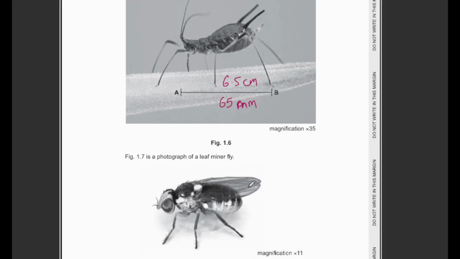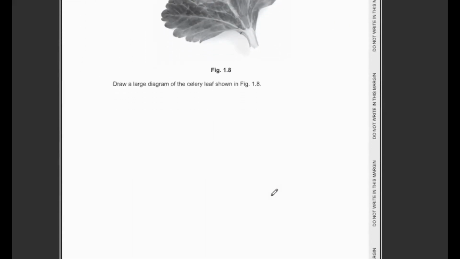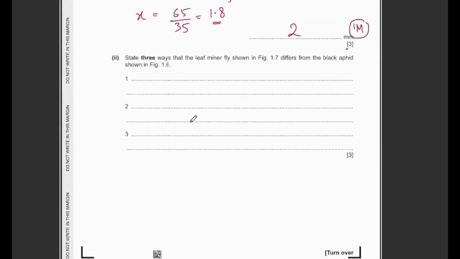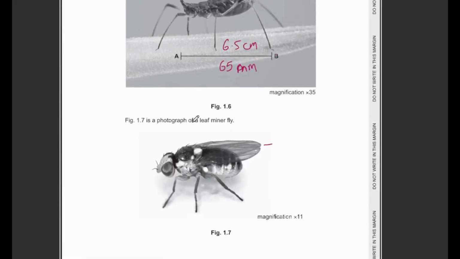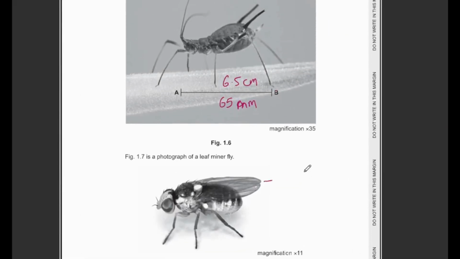The wings are visible. Let's put it this way. The leaf miner fly has wings. What else can we see? Leaf miner has small hairs. Then they also have antennae, which are very small. I think three things are done. Next one would be, yes, they have a large compound eye.